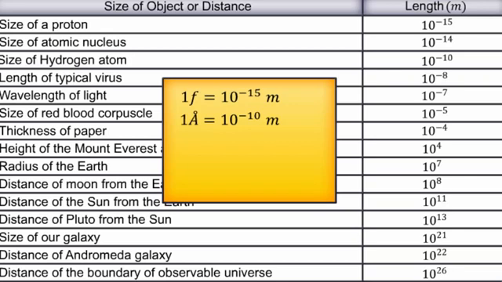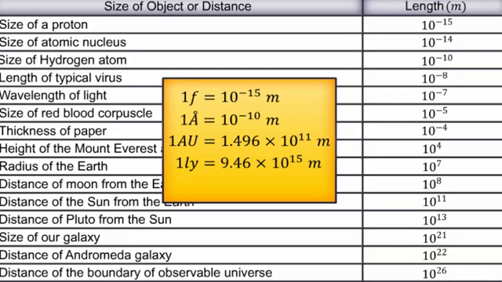Astronomical unit, denoted by AU, that measures the average distance of the Sun from the Earth, which is equal to 1.496 into 10 to the power 11 meter. Light year, denoted by small letters ly, which is equal to 9.46 into 10 to the power 15 meter. A light year is the distance that light travels with a velocity of 3 into 10 to the power 8 meter per second in 1 year.